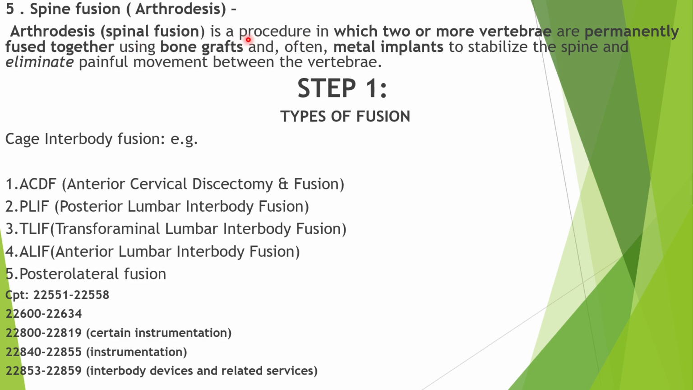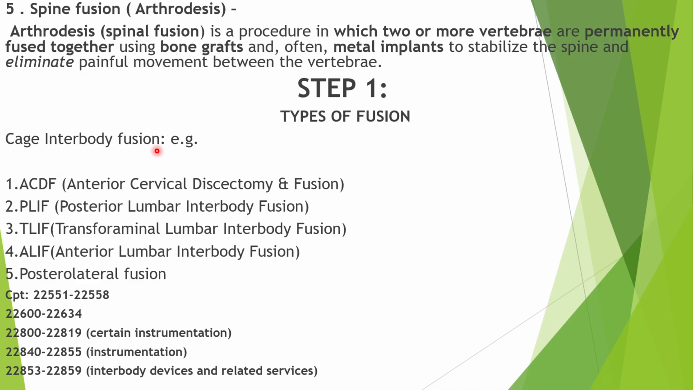Similarly, arthrodesis is a procedure in which two or more vertebrae which are loose are permanently fused together using bone grafts and metal implants to stabilize the spine and eliminate the painful movement between the vertebrae. While doing the arthrodesis procedure, there are some steps that need to be followed.